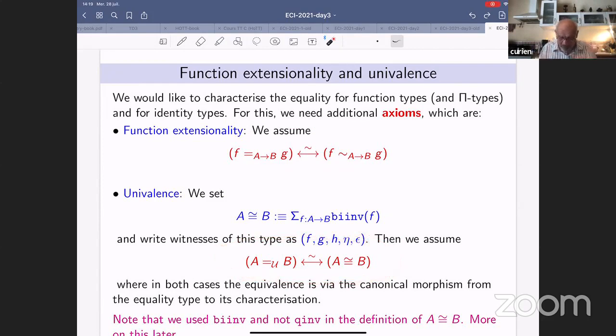Okay, so let me repeat this axiom. So univalence: I will not repeat extensionality, but I will repeat univalence.